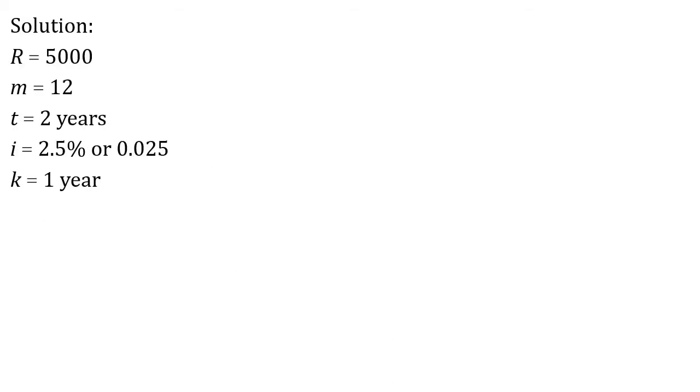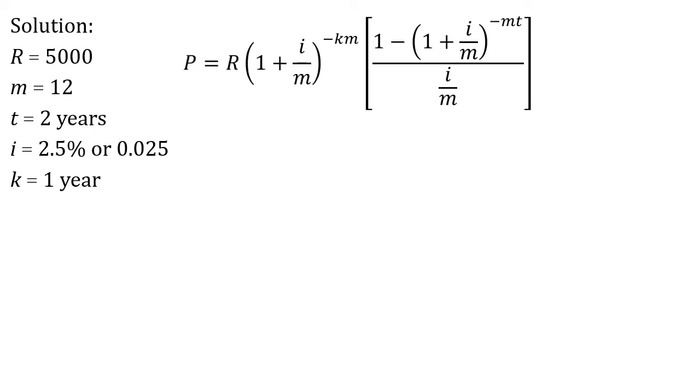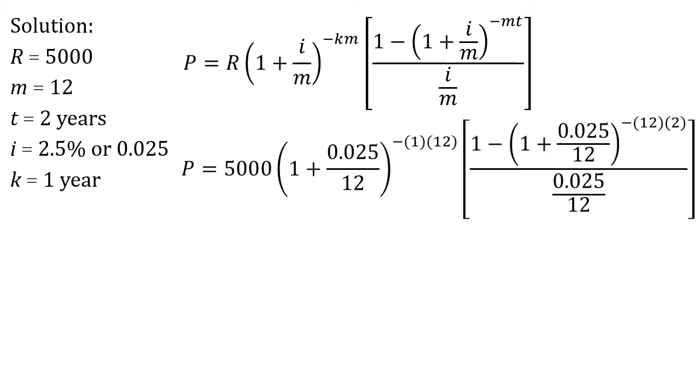For the solution, we are going to use this formula. P is equal to R times 1 plus I over M raised to negative Km times 1 minus 1 plus I over M raised to negative MT all over I divided by M. So this is our formula to solve for the present value of a deferred annuity. So substitute the values of R, M, T, I, and K.